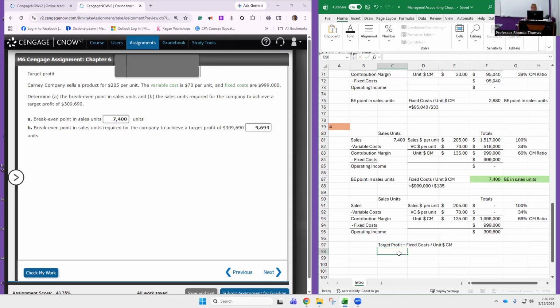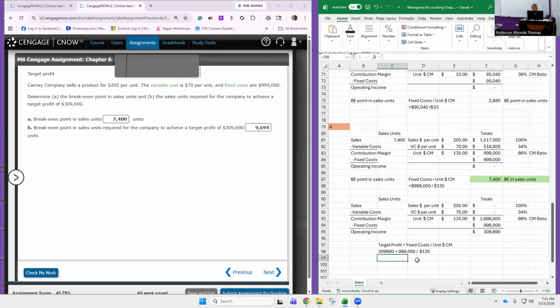So let's just do the math here. Our target profit is right there. Okay, I'm going to add 999,000. Okay, and then we got to divide by $135. Okay, so there it is written out.